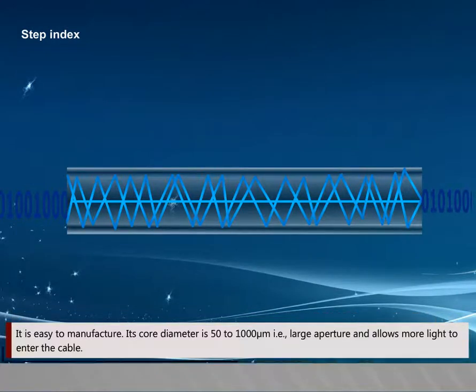It is easy to manufacture. Its core diameter is 50 to 1000 micrometer, that is large aperture, and allows more light to enter the cable.